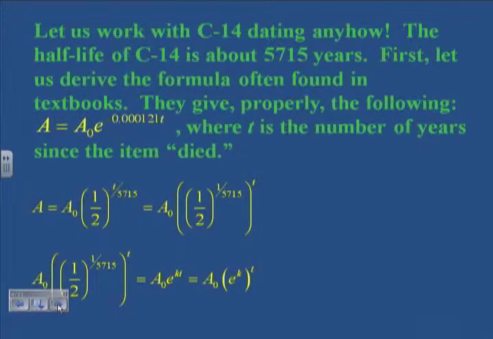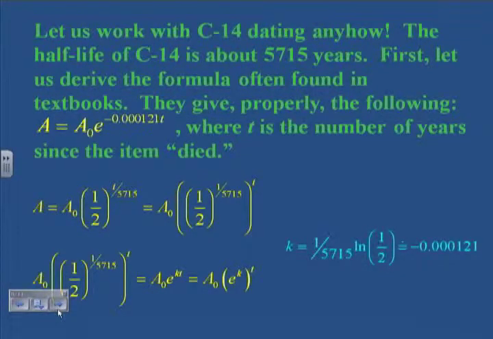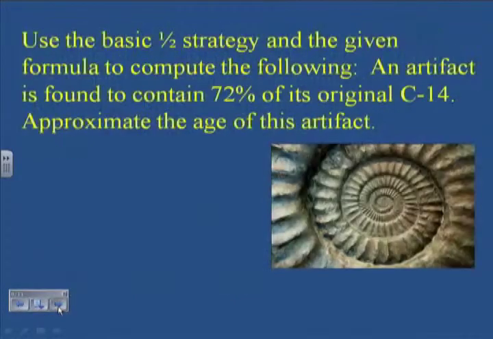I'm showing you how I'm getting those two equations set up to be the same. And look at that. My K value is going to equal 1 over 5715 times the natural log of 1/2, and that is exactly the decimal that they give you in almost every Algebra 2 and college algebra textbook for working with carbon dating. Okay? I just wanted you to know that it's not magical and that we don't have two different formulas. They're just different forms of the same idea.